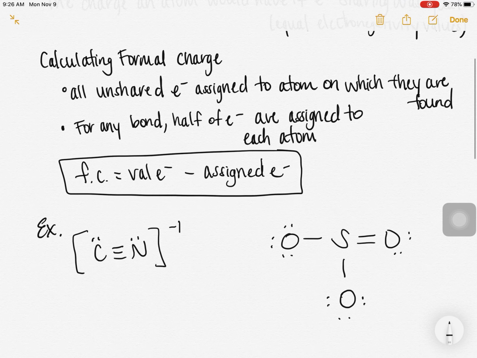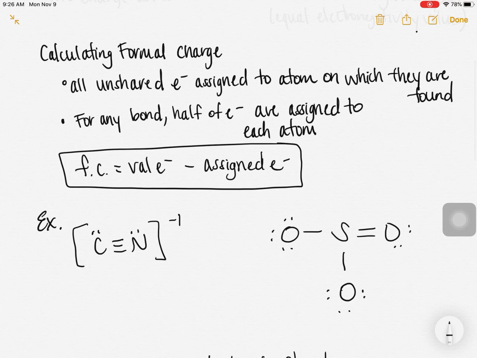So how do we calculate this idea of something called formal charge? It's a wordy discussion, but the underlying idea is fairly simple. We take all the unshared electrons, so those would be like lone pairs, that are assigned to an atom, and we count those electrons as being assigned to that particular atom. And then for any bond, we split up the electrons and give half to each atom in the bond. So this idea of formal charge revolves around calculating how many electrons are assigned to each atom.